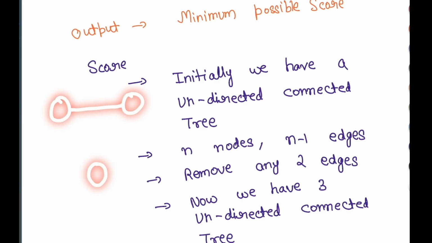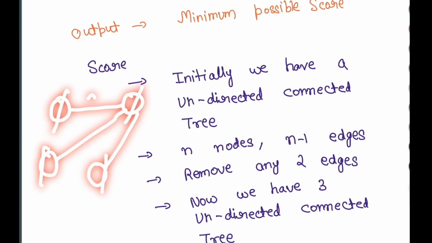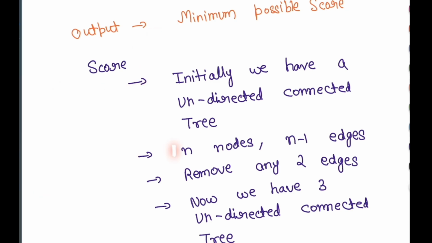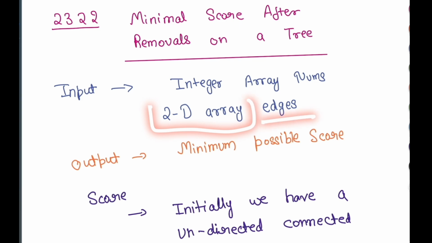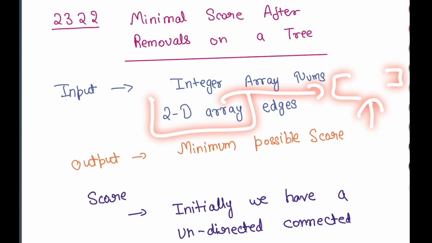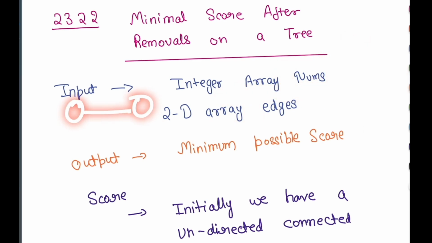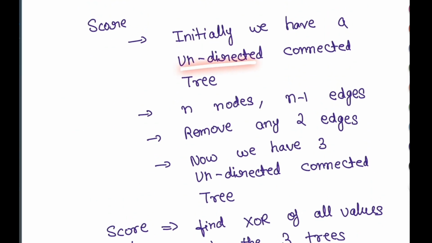If we have three nodes, then we are going to have one more edge. If we have four nodes, then we are going to have one more edge. So we have 1, 2, 3, 4 nodes, and we have 1, 2, 3 edges. So that's the straightforward formula. We have n nodes, and we have n minus 1 edges given in the two-dimensional array edges. Basically, this particular 2D array has each element as another array of two elements, and these two elements are nothing but two nodes, which tells me that these two nodes are connected by an edge. So what we have is an initial undirected connected tree of n nodes and n minus 1 edges.